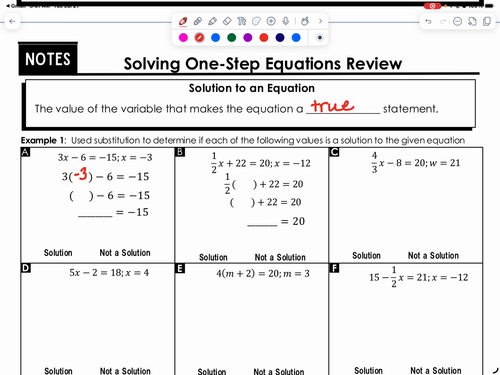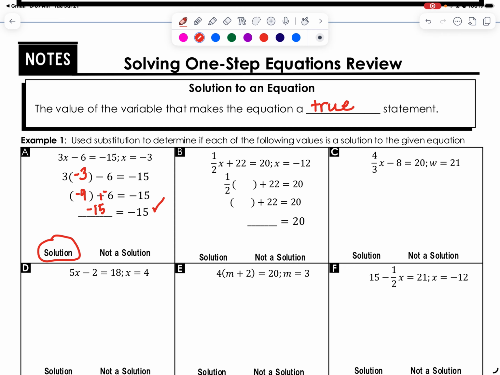So 3 times negative 3 is negative 9. Negative 9 minus 6 is negative 9 plus negative 6. Add that together and you get negative 15. So negative 15 is equal to negative 15. So x equals negative 3 is said to be a solution because it made the equation true.